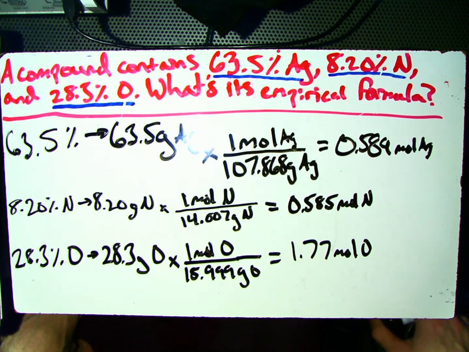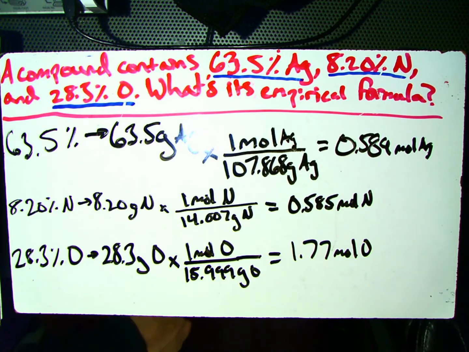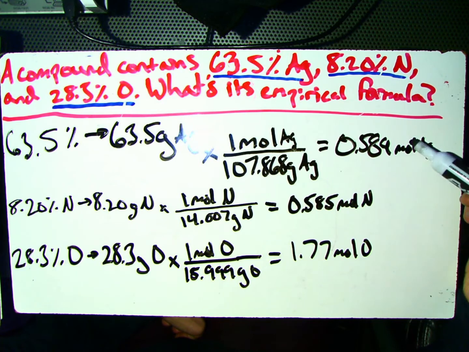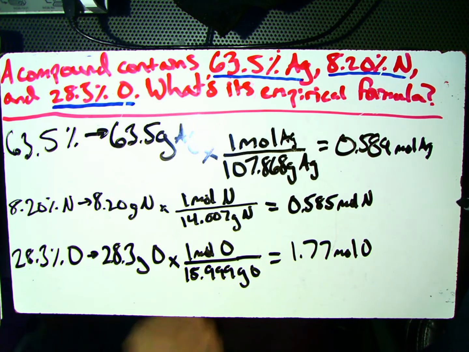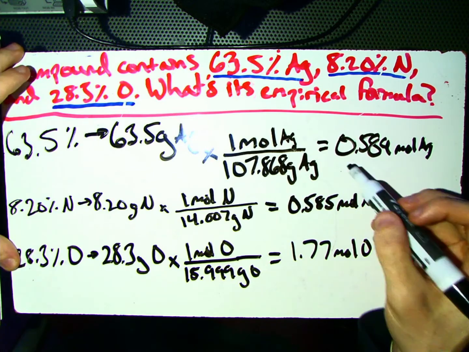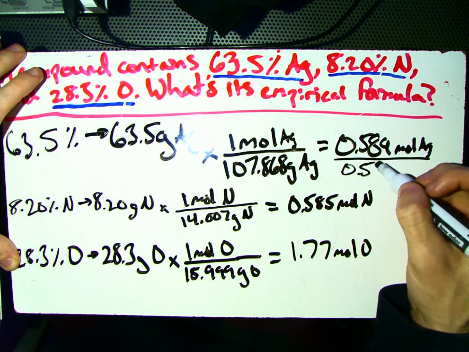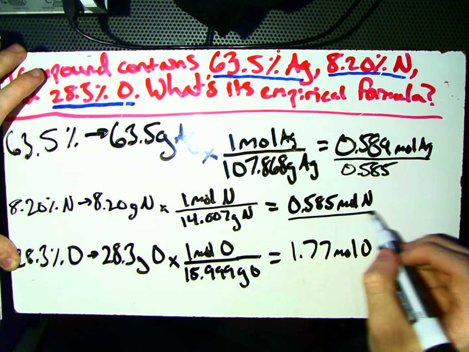Okay, so we did percent to mass and mass to mole. But what's the next part in the jingle? We have to divide by the smallest. So what does that mean? It means we're going to look at our 3 moles here, and whichever is the smallest, we're literally going to divide all 3 of them by that number. So looks like it's nitrogen, 0.585. So I'm literally going to just divide now by 0.585 on all of these.